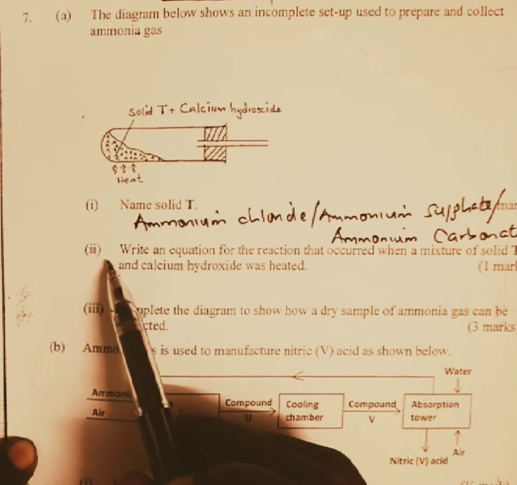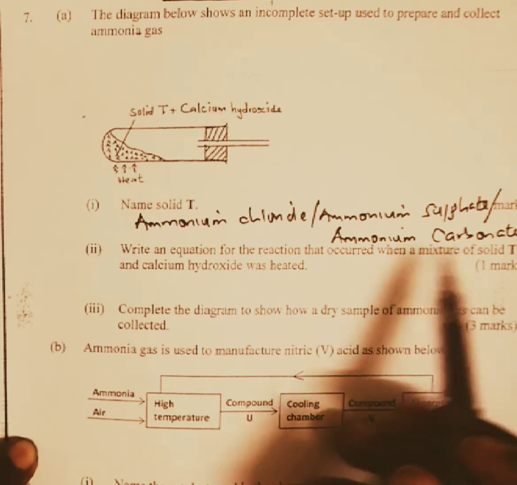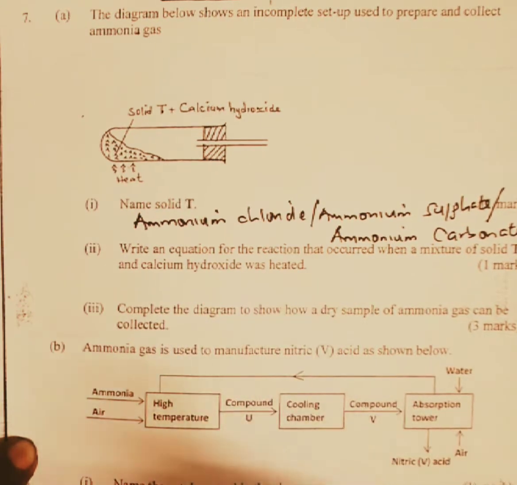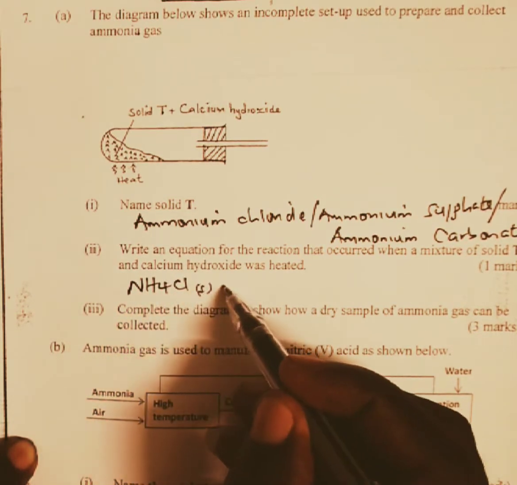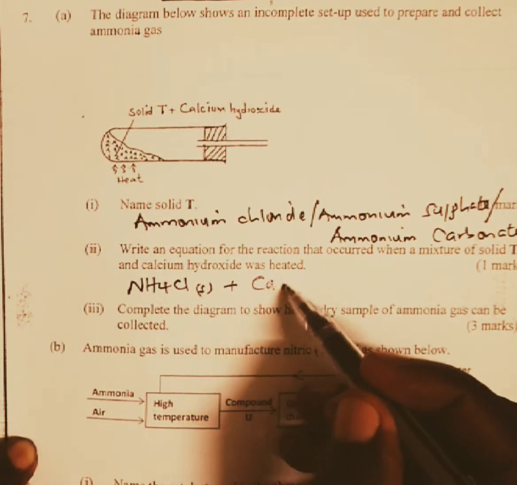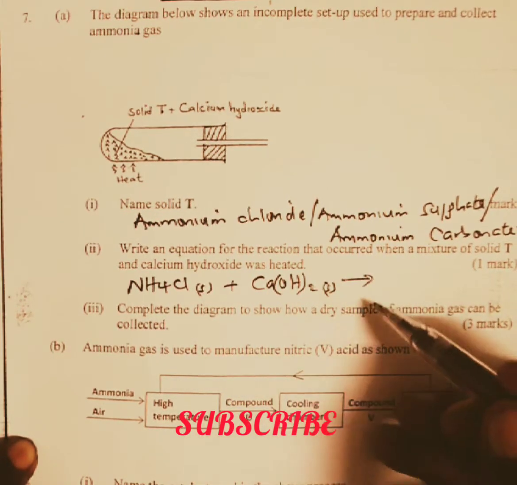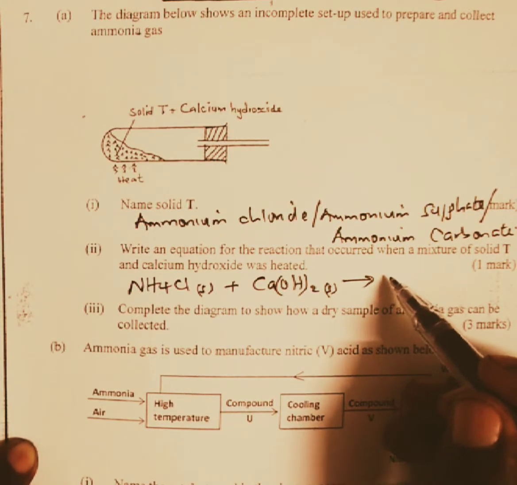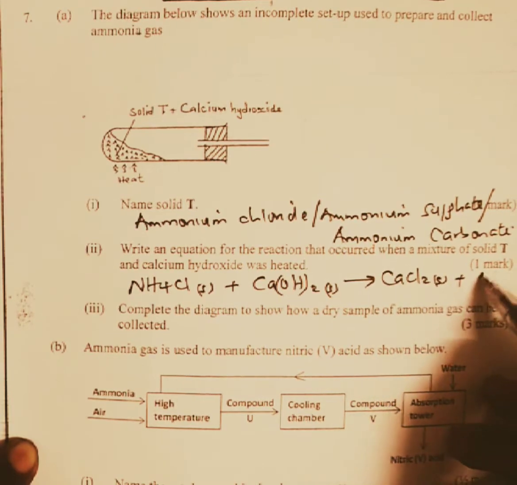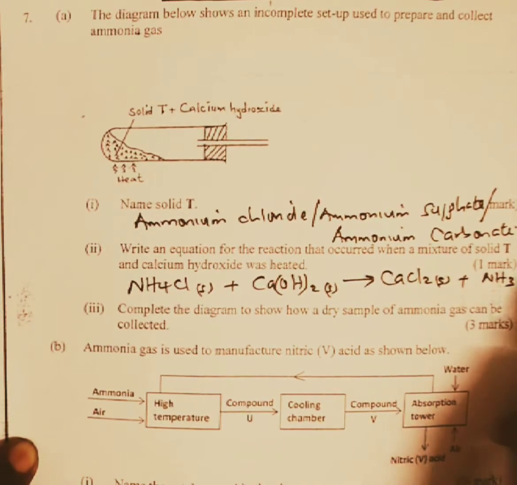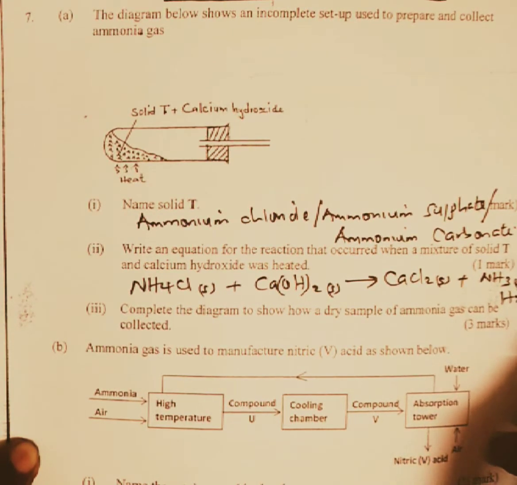Roman 2, write an equation for the reaction that occurred when a mixture of T and calcium hydroxide was heated. So we take ammonium chloride, solid, we react it with calcium hydroxide, and this reaction will produce calcium chloride. We have ammonia, which is a gas, plus of course water, which is a liquid.